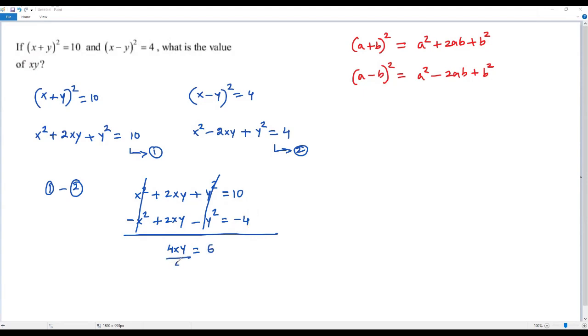Now let me divide both sides of this equation by 4. Then this 4 will cancel out. I am getting xy equals, and we can also simplify 6 over 4. 2 goes into 6 three times and 2 goes into 4 two times. So I'm getting 3 over 2. So the value of x times y is 3/2, or in decimal form it is 1.5.